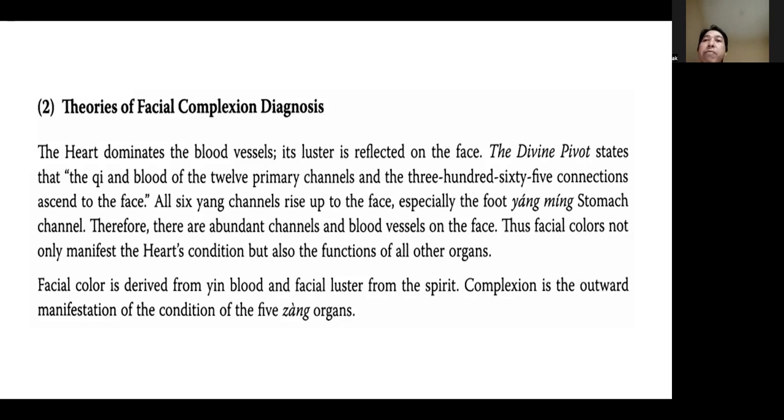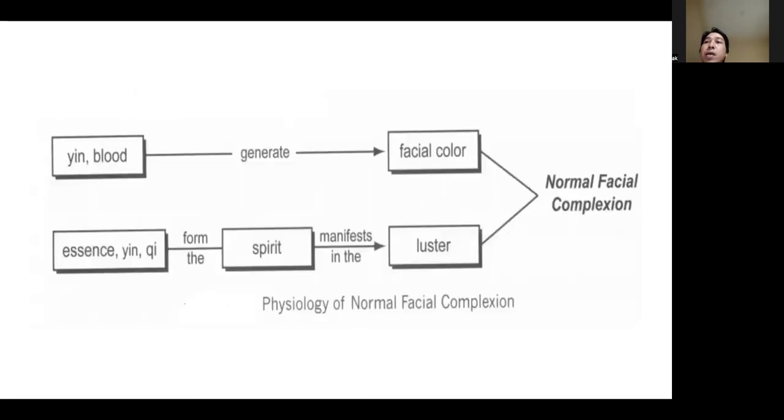Facial color is derived from yin and blood, and facial luster from the spirit. Complexion is the outward manifestation of the condition of the 5 organs. This is the physiology of normal facial complexion. The yin and the blood generate the facial color. The essence, yin, and qi form the spirit manifest in the luster. This is the normal facial complexion.